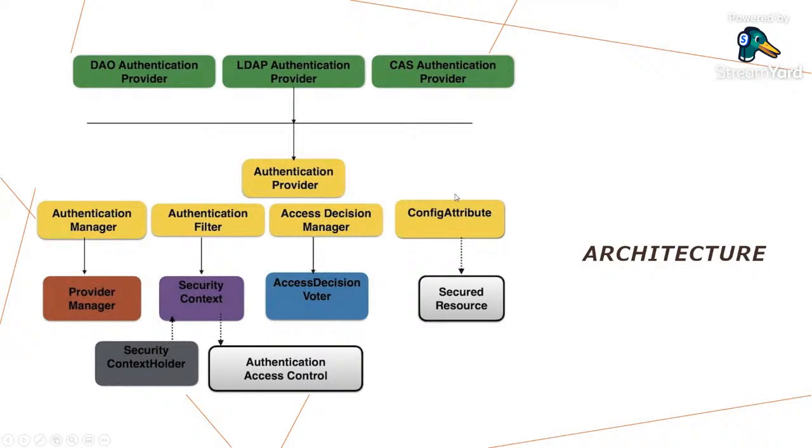Config attribute allows us to configure which resource needs to be protected. This is an object that allows you to tell, okay, this is the object that I need to protect. The authorization will be implemented on this object. So we will talk a bit about authorization now.